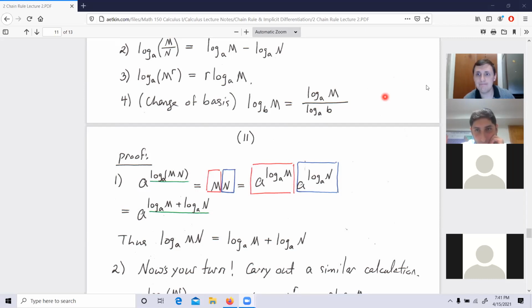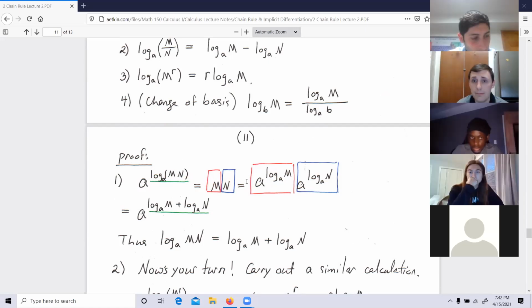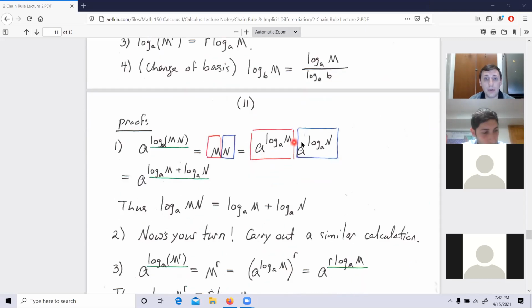All right, guys. One last effort. So a to the log base a of m times n, by definition, is m multiplied by n. Do you agree? And m can be written as a to the log base a of m, multiplied by a to the log base a of n. I can represent each of them this way. And what do I observe when I multiply those powers? It's like a to the sum of the powers. So I now observe that log base a of m times n is log base a of m plus log base a of n.